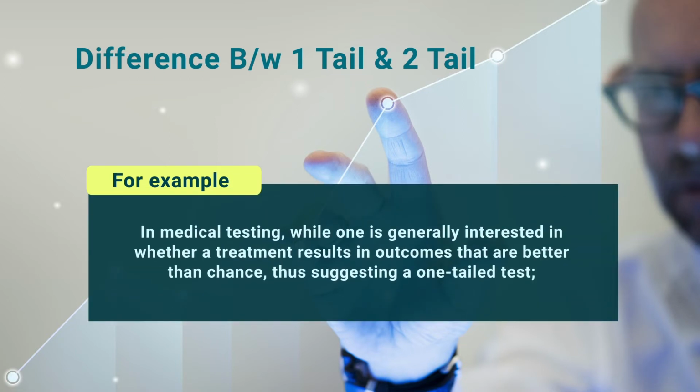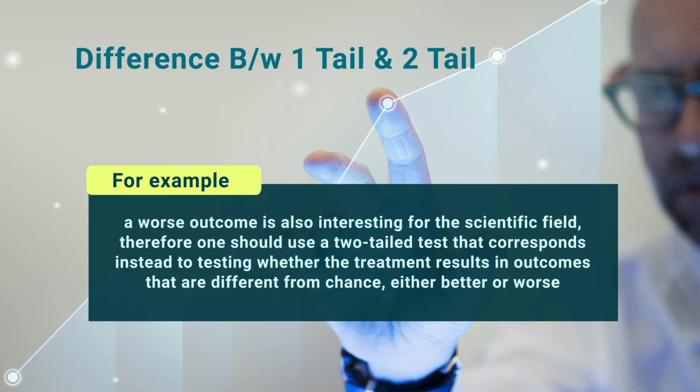Now in medical testing, while one is generally interested in whether treatment results in outcomes that are better than chance, thus suggesting a one-tailed test, a worse outcome is also interesting for the scientific field. Therefore, one should use a two-tailed test, which corresponds instead to testing whether the treatment results in outcomes that are different from chance, either better or worse.